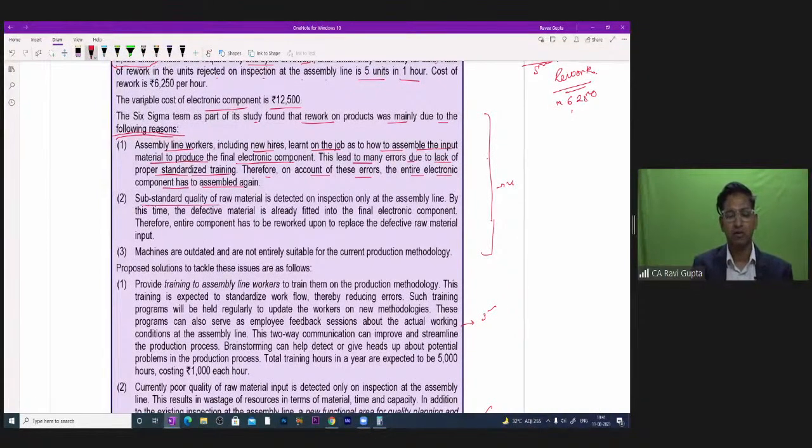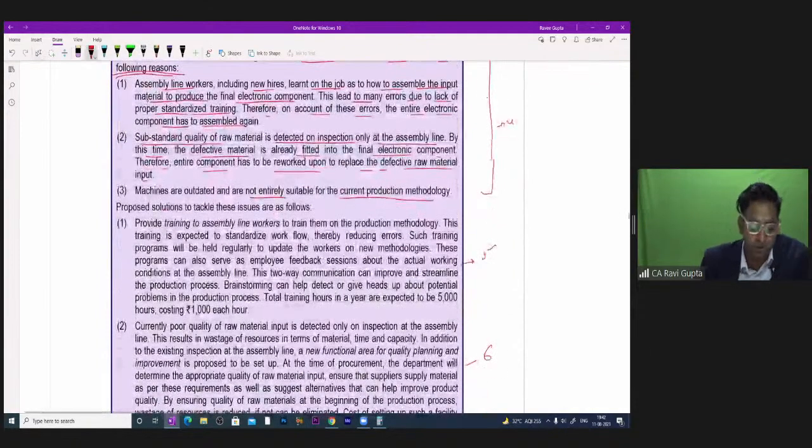The substandard quality of raw material is detected on inspection only on the assembly line. By this time, the defective material is already fitted into the final electronic component. Therefore, the entire component has to be reworked to replace the defective raw material inputs. Machines are outdated. Machines are completely outdated and are not entirely suitable for the current production methodology. Proposed solution.